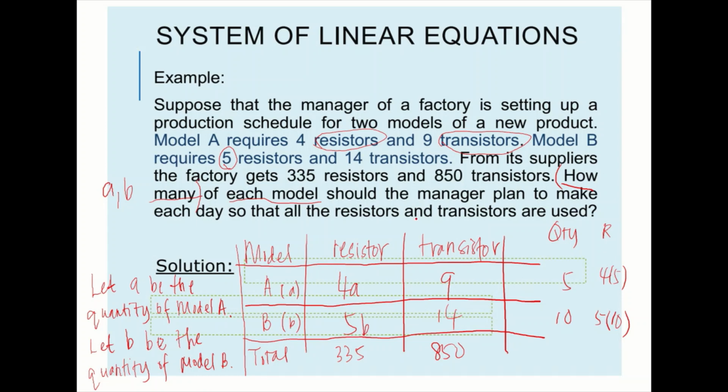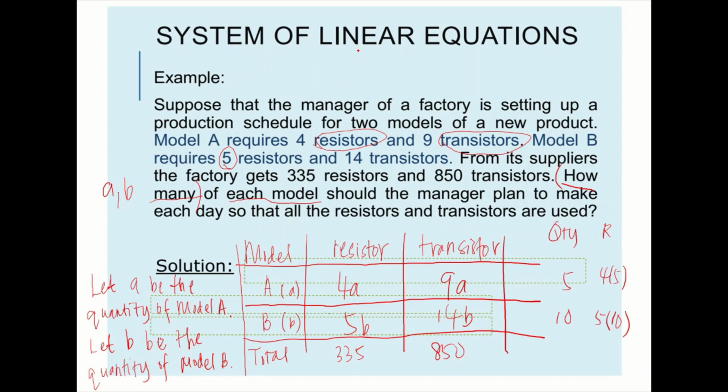Now we apply the same concept to the transistors. So we have 9A and 14B. A represents the total quantity for model A. Each A requires 9 transistors, so in total it will be 9 times A. Now from here, we can write 2 linear equations. For resistors, we can write 1 equation, and for transistors, we can write another equation. So I'm going to write the equations here.